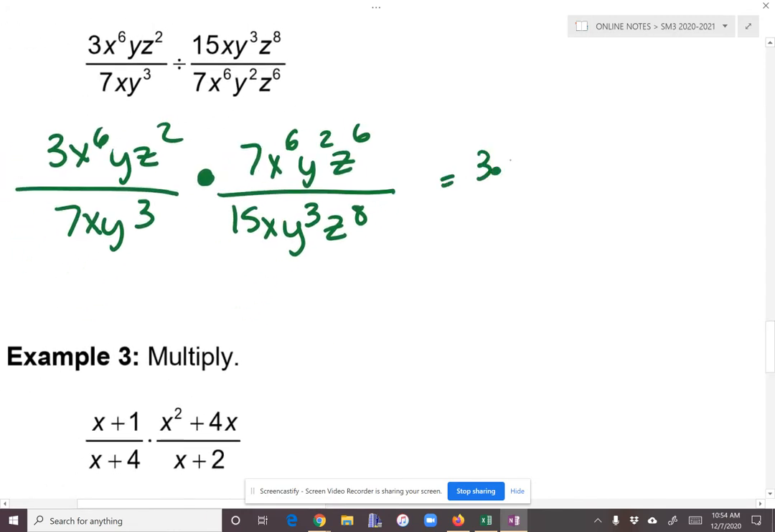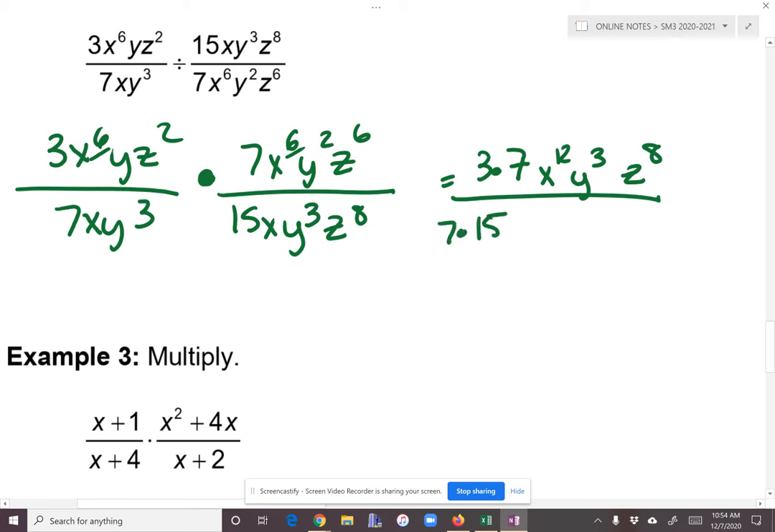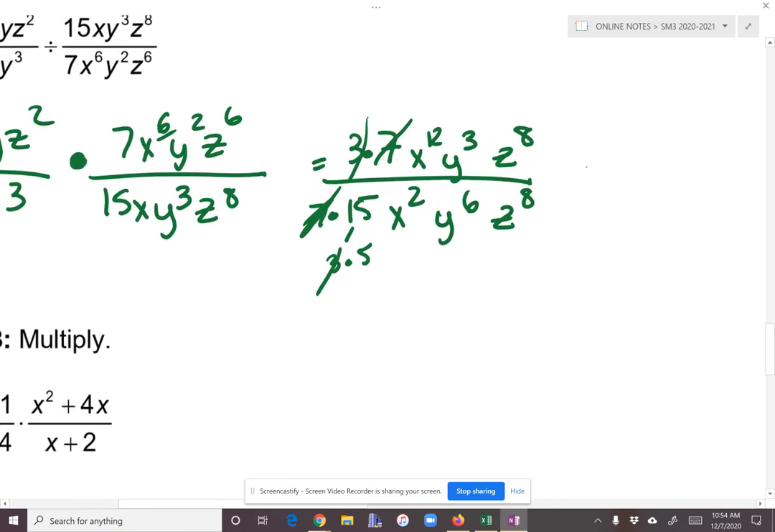We have 3 times 7, and I'm going to combine my x's. I have 12 x's on top because I have 6 and 6. And then y's, I've got 3, and z's, I have 8. That's just adding my exponents. Then on bottom, I've got 7 times 15, 2 x's, 6 y's, and 8 z's. Now I'm going to simplify by canceling. I have 7's. 15 is 3 times 5. So all I'm left with is a 5 on bottom.